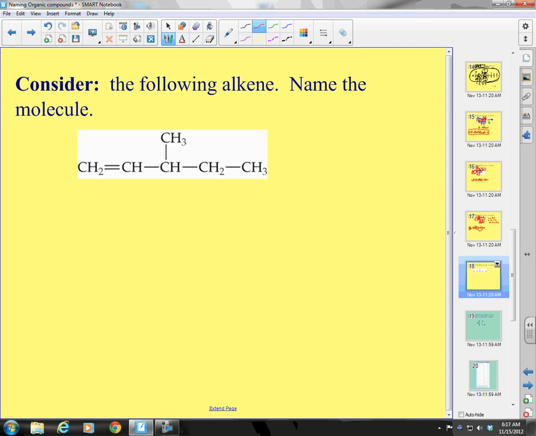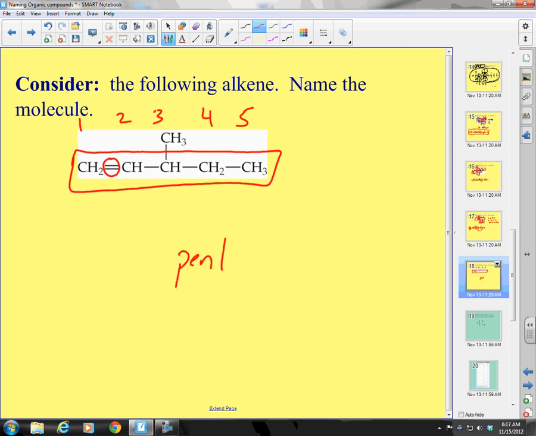Easy, right? We find our longest continuous chain. I want to number so that my double bond is on the lowest carbon. So I'm not going to number from right to left. I'm going to number from left to right. 1, 2, 3, 4, 5. Those are my numbers on my main chain. I've got 5 carbons, so that means it's a pent. It has a double bond, meaning it's a pentene. Right, where is that double bond? It's on the 1 carbon, so we're going to call it a 1-pentene.